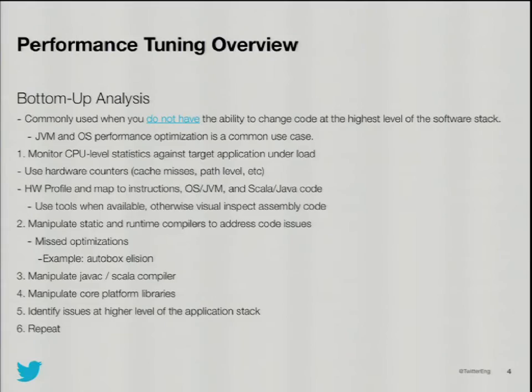Next step would be to manipulate your Java, C, or Scala compilers, those that are manipulating the bytecode. Sometimes you can go one step higher than that and look at the common language libraries that you're using, whether it be the core libraries in the JDK or your own internal stuff. Typically, anything higher than that, you're not going to really impact from a bottom-up analysis. As you go further down this list, it's diminishing returns from this approach.